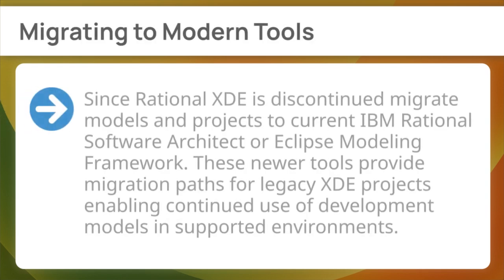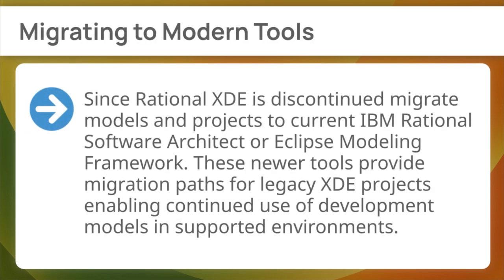Next, migrating to modern tools. Since Rational XDE is discontinued, migrate models and projects to current IBM Rational Software Architect or Eclipse modeling framework. These newer tools provide migration paths for legacy XDE projects, enabling continued use of development models in supported environments.